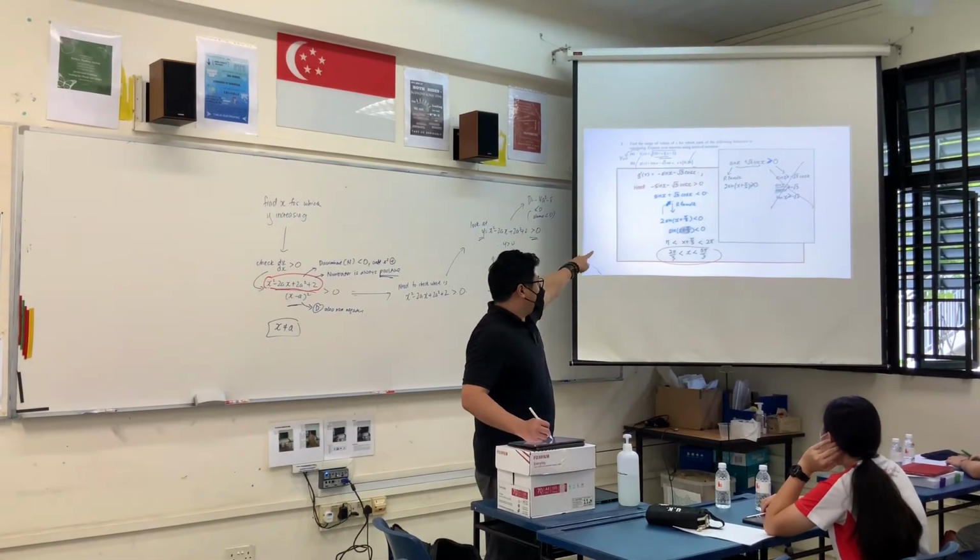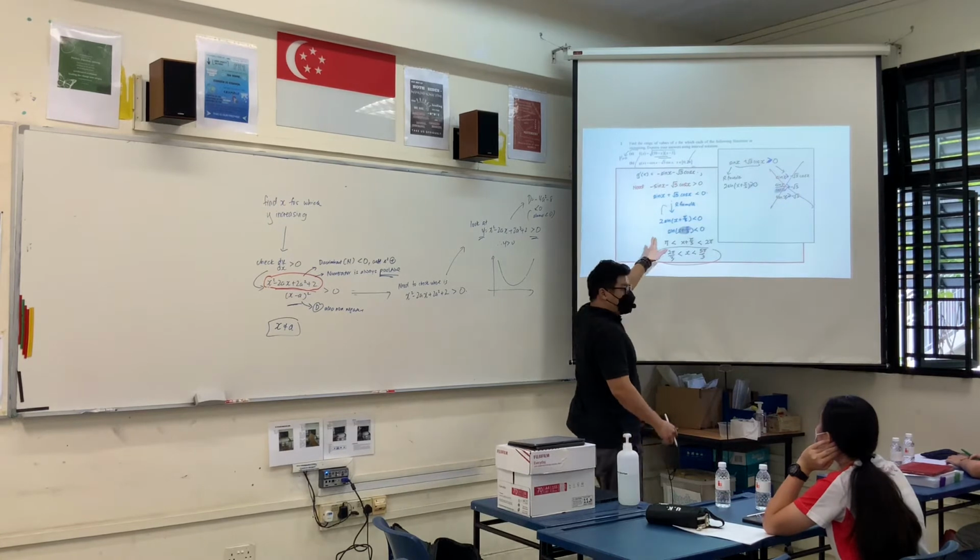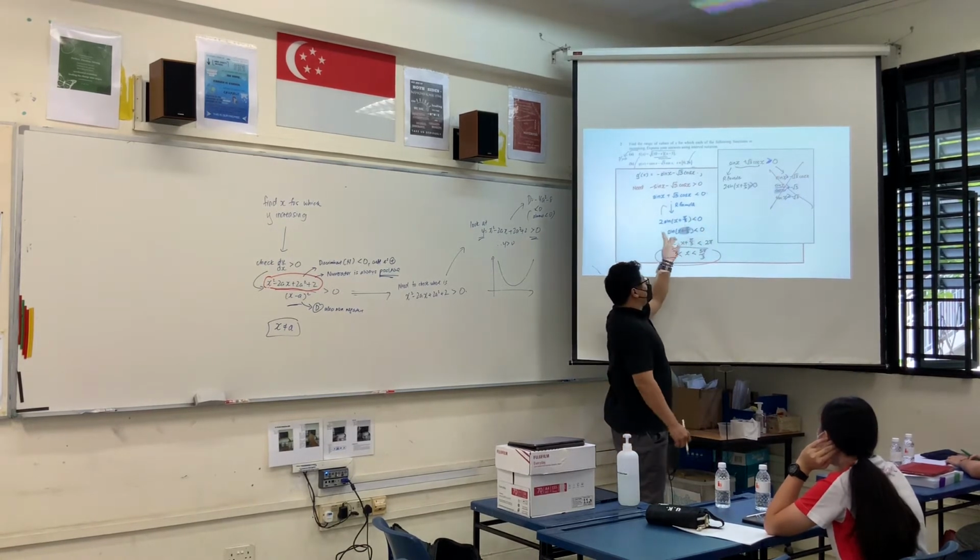For the R formula part, now I need to show you how to represent A, B, and square root A square plus B square.